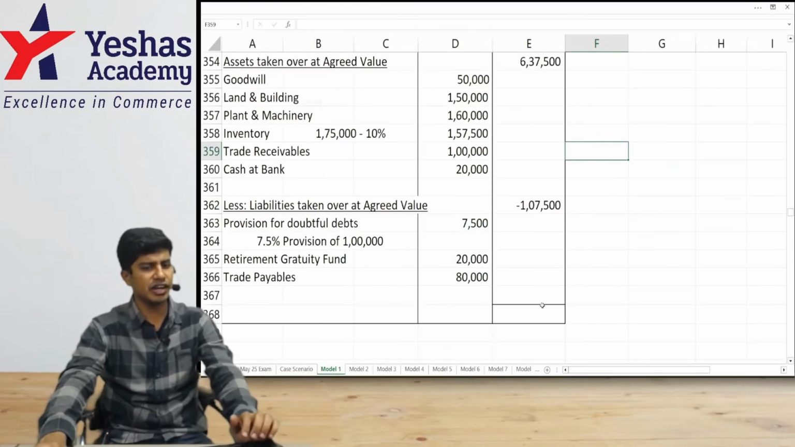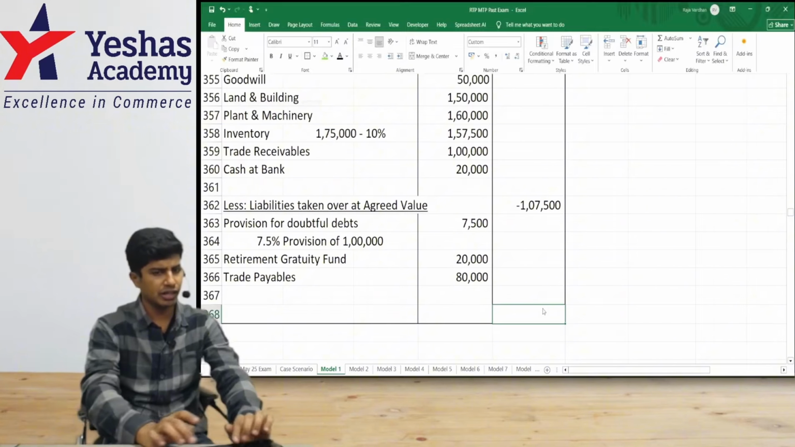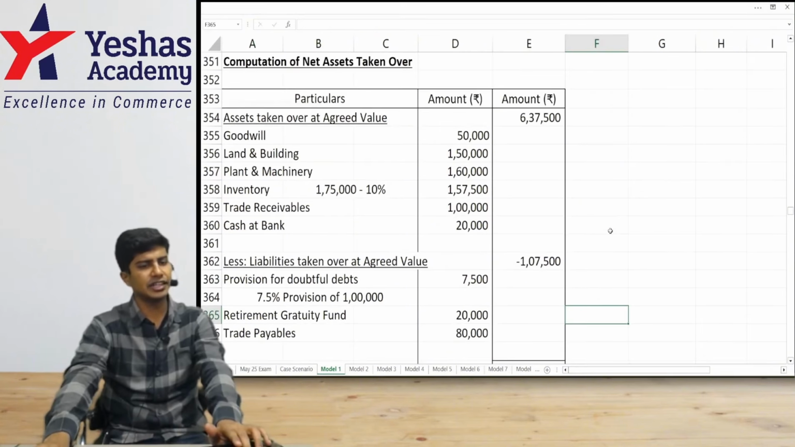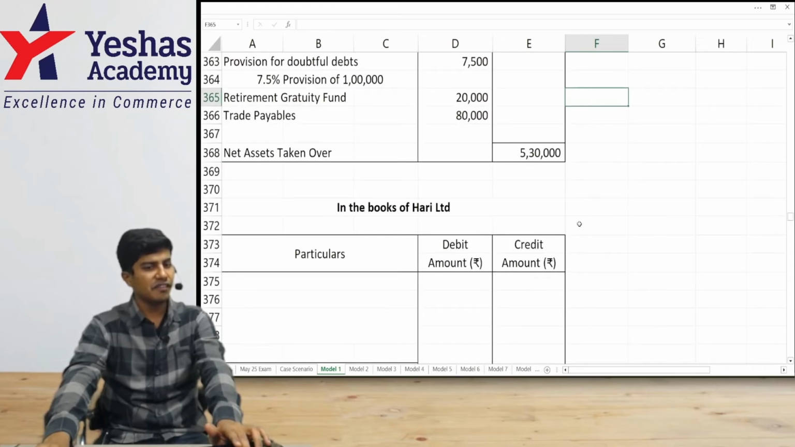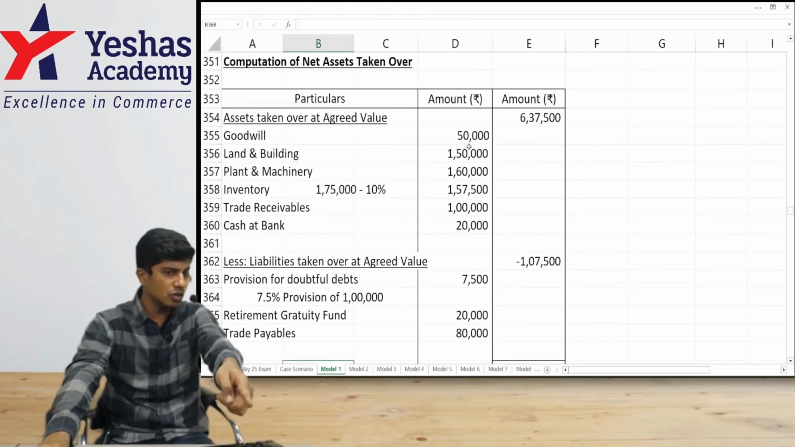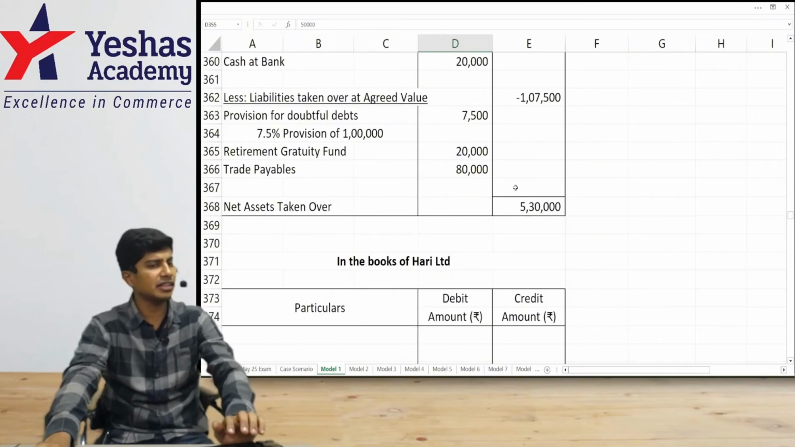1,07,500. From 6,37,500 deduct 1,07,500. Can I say we'll arrive at 5,30,000? 5,30,000 is net assets taken over. Very nice. When you take over 5,30,000 worth of assets, you need to give purchase consideration worth 5,30,000. Goodwill is already included, so I have to give purchase consideration of 5,30,000 only.